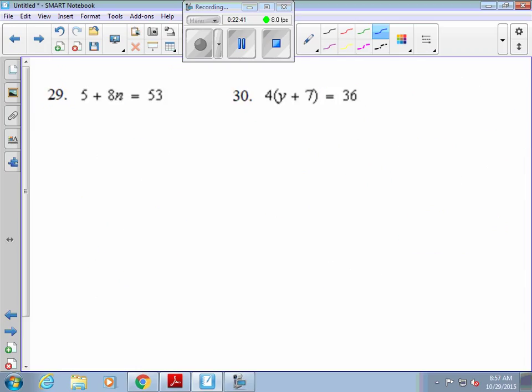29, 5 plus 8n equals 53. We started out tougher and we're getting easier as it goes. Move 5 over by subtracting 5 on both sides. 8n is equal to 48. And then divide by 8 on both sides. N is equal to 6.